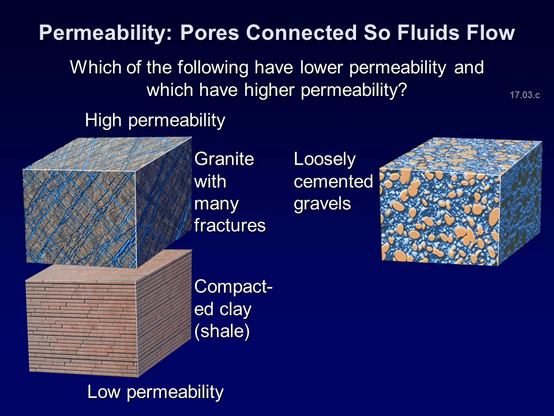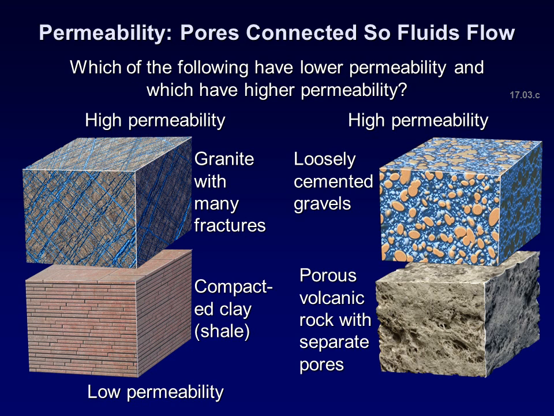Okay, what about loosely cemented gravels, meaning they're not held together very well? Okay, because they're not held together very well, that means there's room for movement in between the gravels, so that's high permeability. The next one, porous volcanic rock with separate pores. Okay, so let's look back up at that definition there. The pores are connected so the fluids flow. The easier it is for it to flow, the higher the permeability. The harder it is for it to flow, the less permeability.